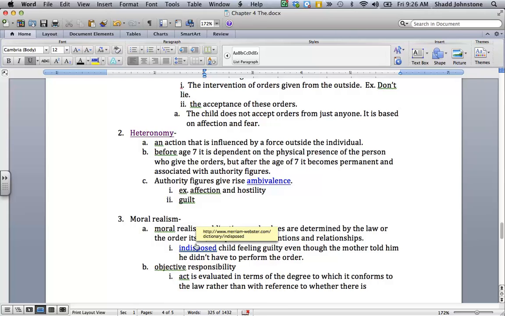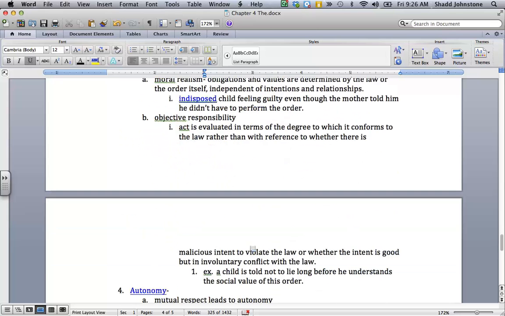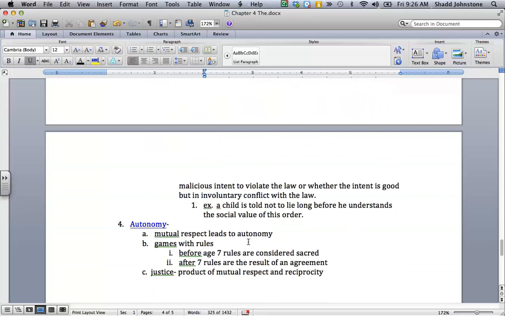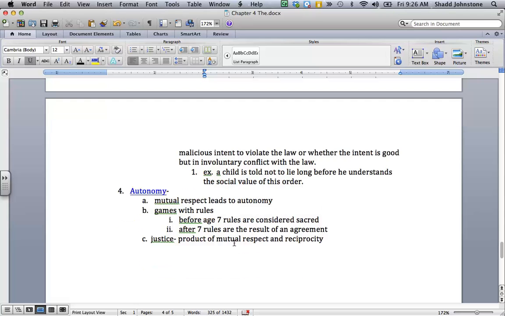They had this kid that he was feeling sick, but his mother told him not to do something. He still felt obligated to do it. And then I looked up autonomy. That helped me understand this little section a lot better, where children learn to govern themselves. And it's interesting how the younger children consider rules sacred, and after 7 it's like an agreement to play the game.